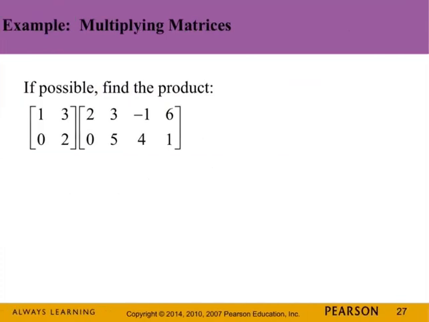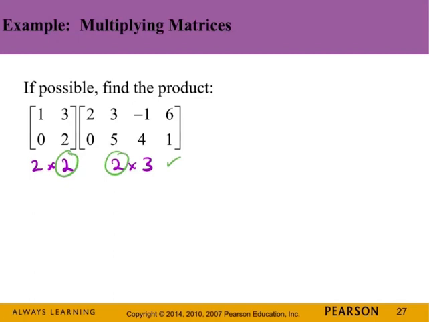So if possible, first we need to identify the order of each matrix. This is a 2 by 2, row times the column. So this is 2 rows times 3 columns. So notice that the number of columns matches the number of rows, so we're in the clear. So we can actually multiply these, okay?